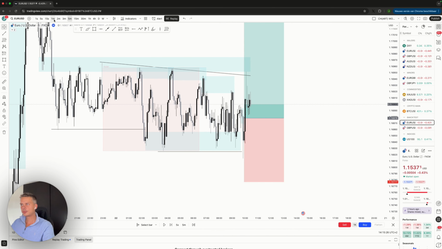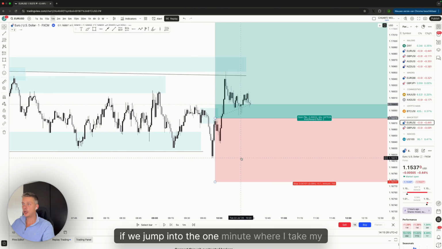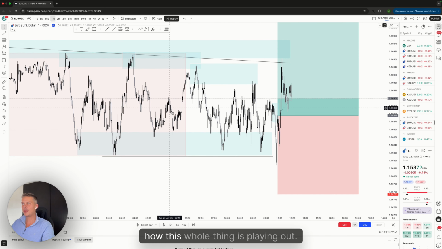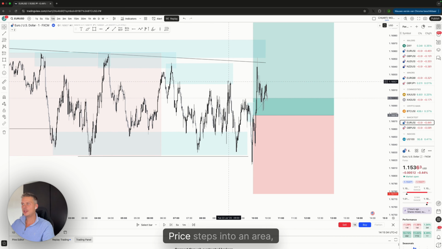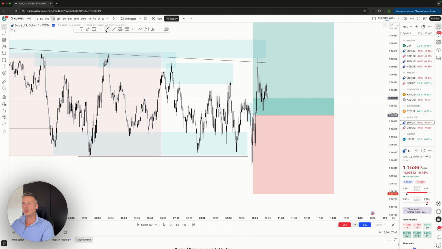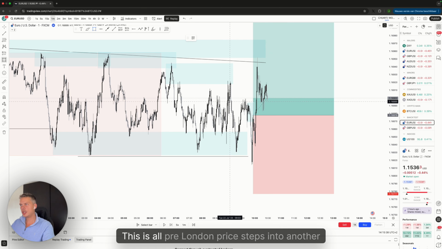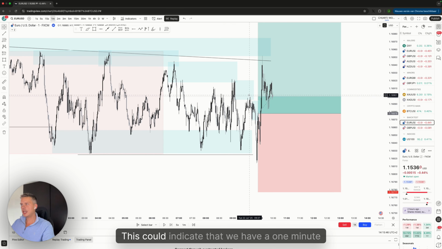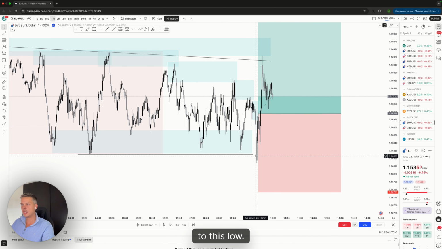And if we jump into the 1 minute where I take my entries, we now can see how this whole thing is playing out. Price steps into an area, comes down. What happens next? This is all pre-London. Price steps into another supply, and from this supply, we break bearish market structure. This could indicate that we have a 1 minute range all the way from this high to this low.